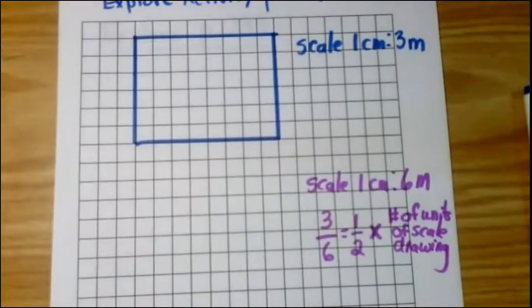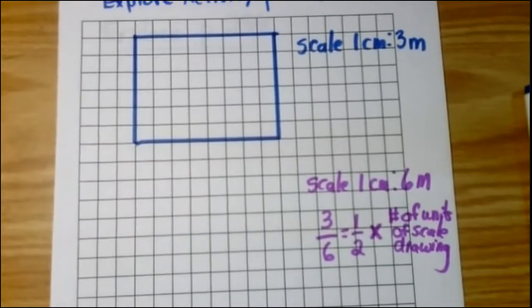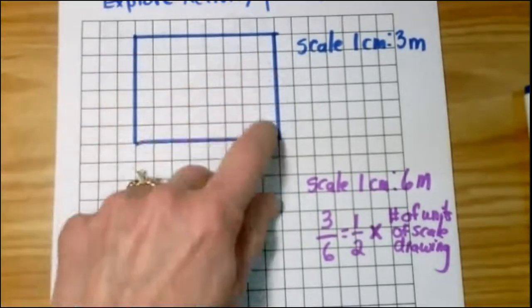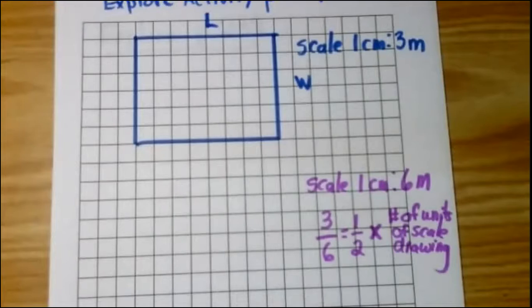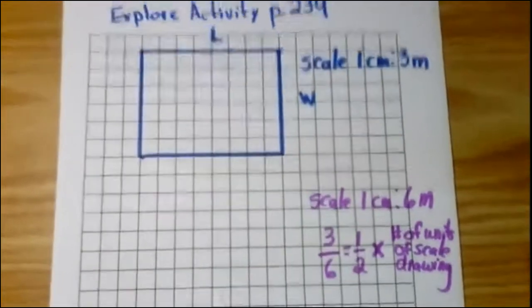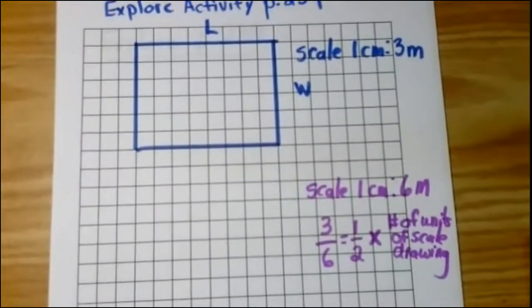So we have to go back up here and find the number of units on the scale drawing, depending on whether we're talking about length or width. So we'll do width first. Let's go up to the top here. Here's our width, W. I'll put it in blue. W is our width, and this is our length, of our scale drawing. We're not trying to find the actual area right at the moment. We're just trying to change the size of our scale drawing.